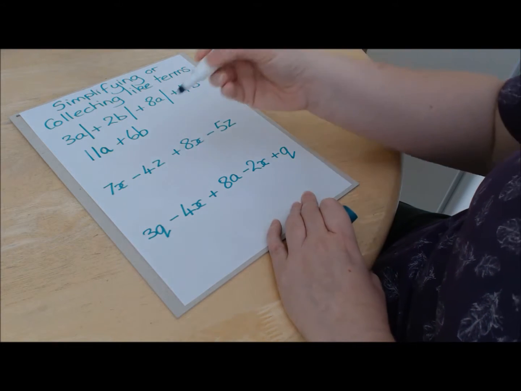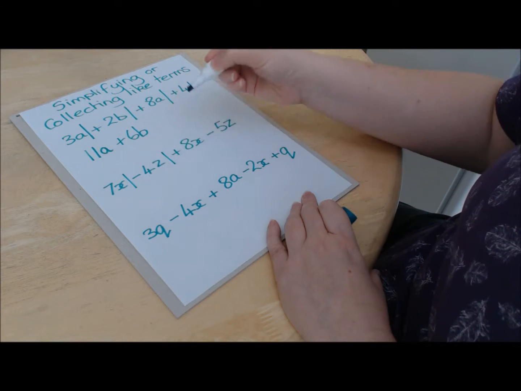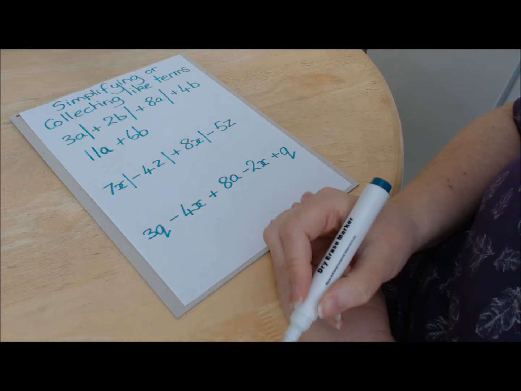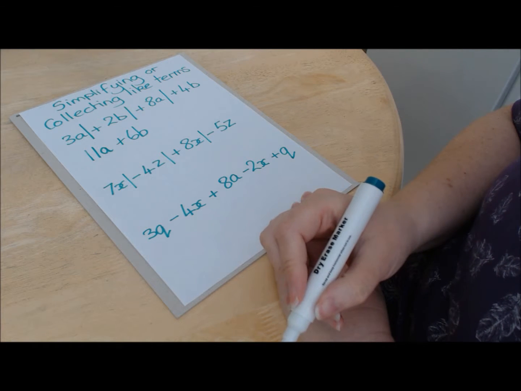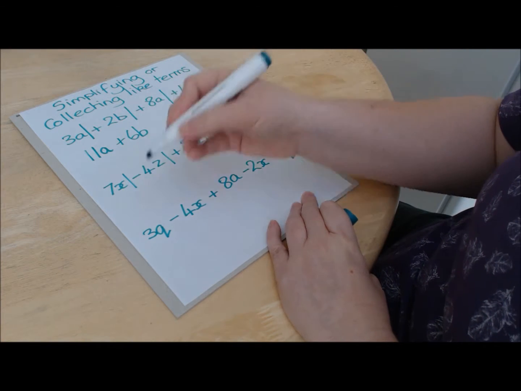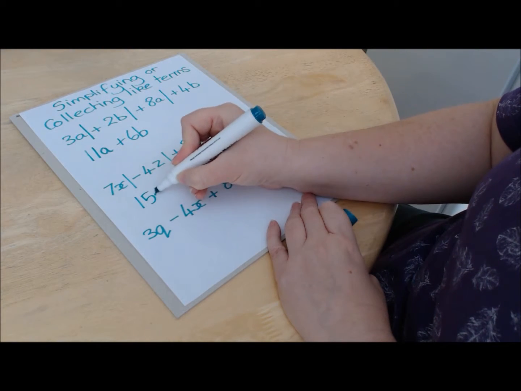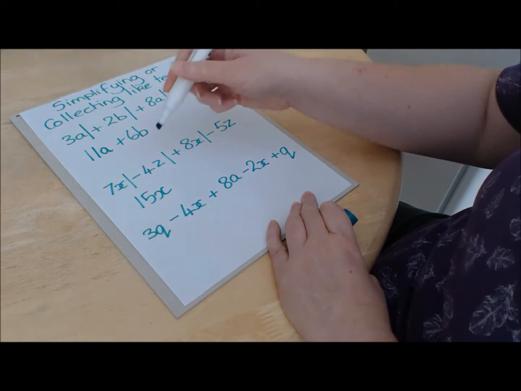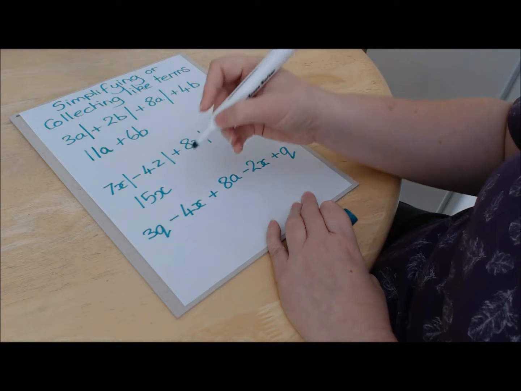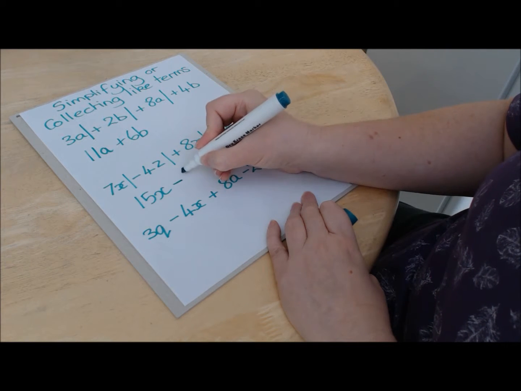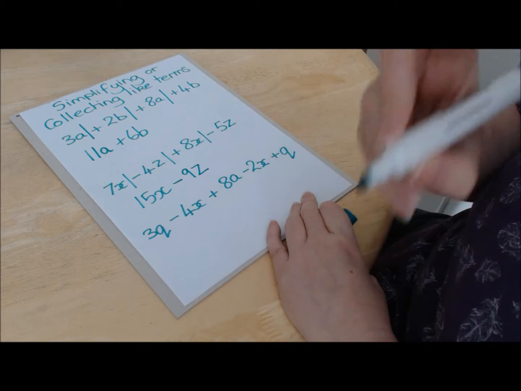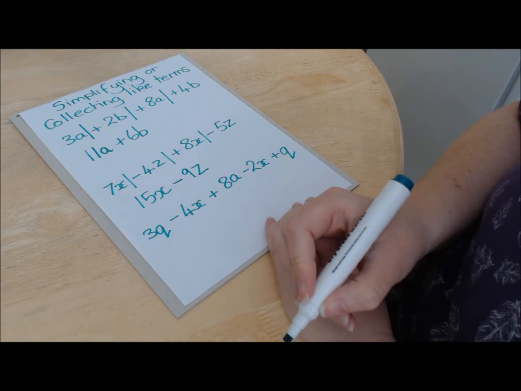So let's do a couple more examples. So we put in these lines so we know where the signs belong. So we've got X and Z here. So X comes before Z. So we'll do X first. So we've got 7X plus 8X, which gives us 15X. And then we've got minus 4Z minus 5Z, which means altogether we've got minus 9Z. If you're not confident with your negative numbers, make sure you've checked out that video that I've done.